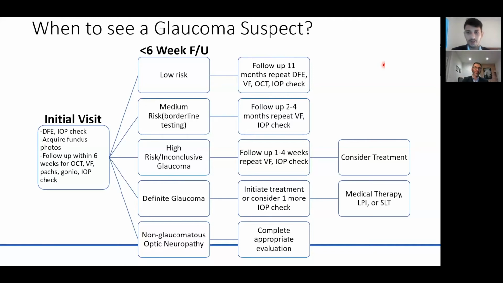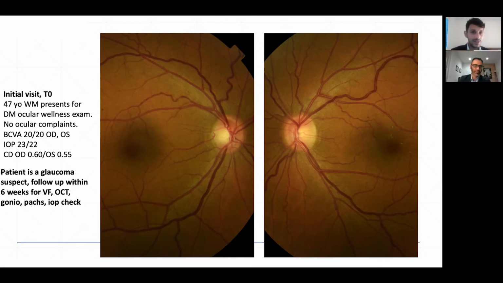Yeah. So I think let's go through a few cases. This patient is a 47-year-old white male, presents for his diabetic exam. He has no complaints. He has great vision. His IOP is a little bit high. And of course, I dilate him. First thing we notice is his cups are a little bit larger, maybe about 0.6 in the right eye, a 5.5 in the left eye. And remember, he is diabetic, so he does have some diabetic changes, some mild NPDR.